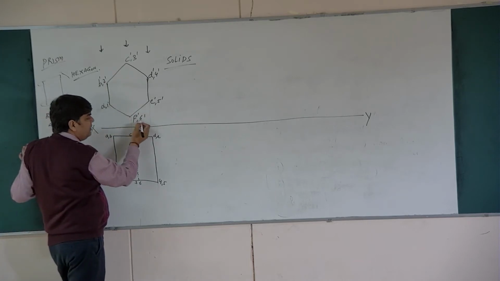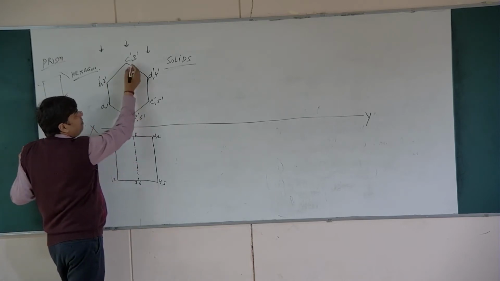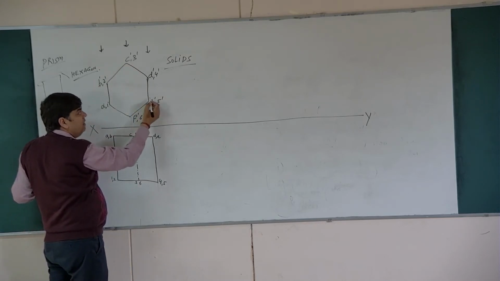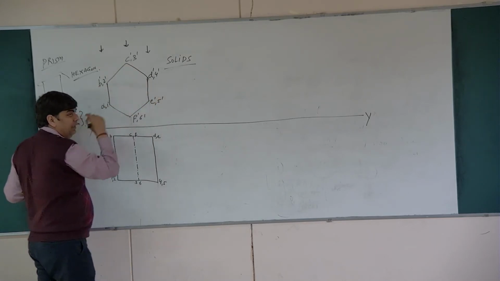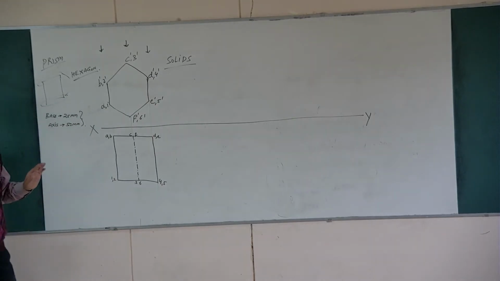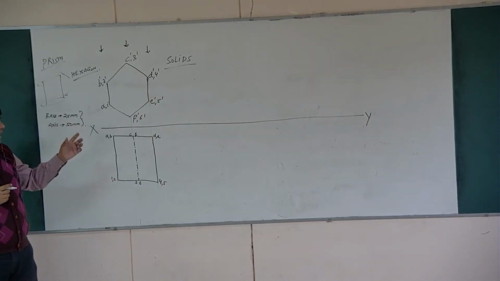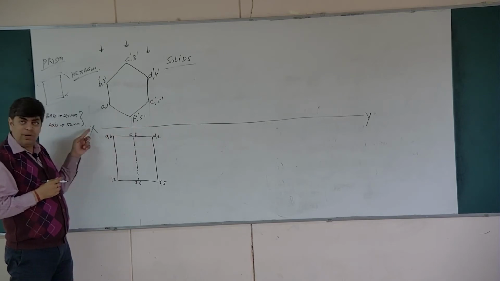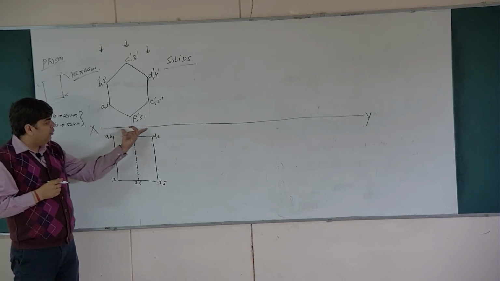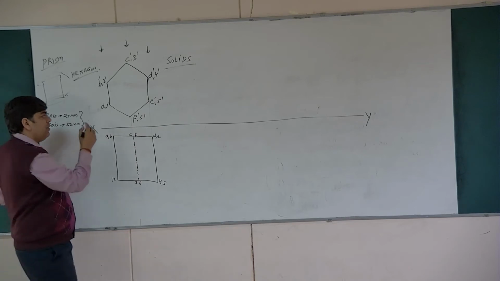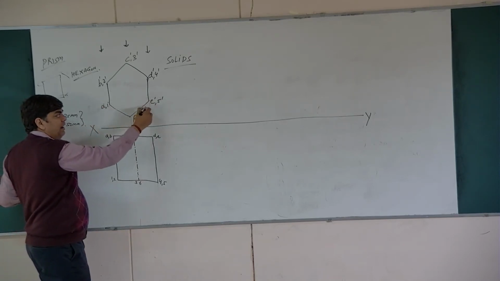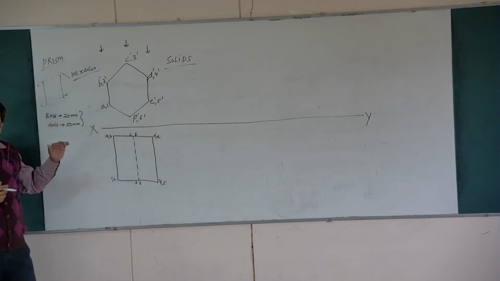Similarly, this 6 and F, they are overlapped by 3 and C. Similarly, this 5 and E, they are overlapped by 4 and D. Now, the logic in case of your projection of solid is that the points which are nearer to the xy line, this is the xy plane. What are nearer to xy? A1, F6 and E5. So, they are nearer to xy.